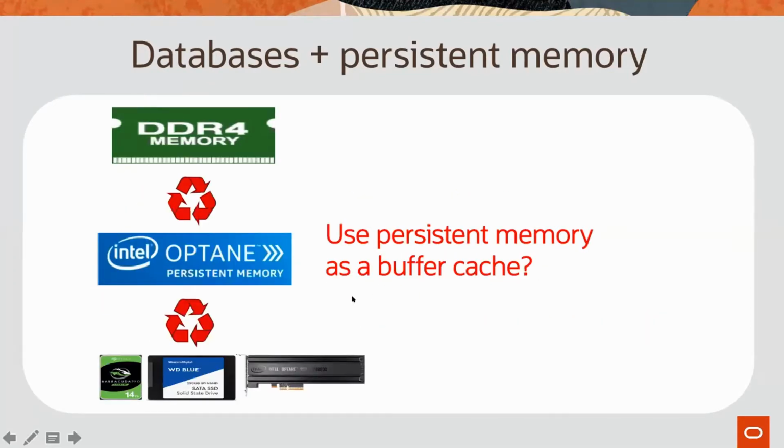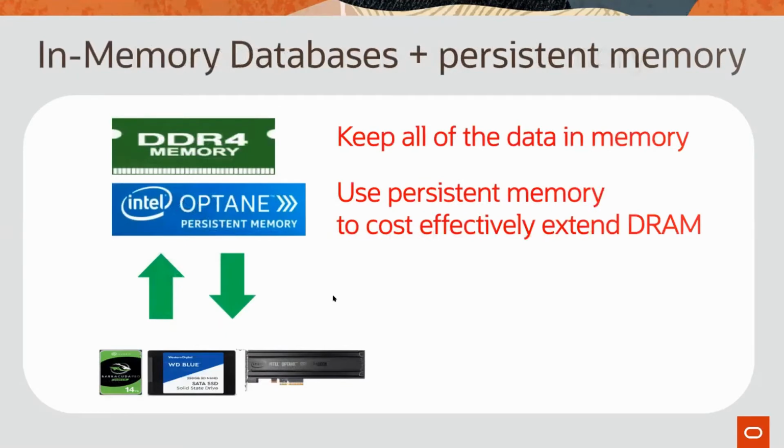Another approach is to use persistent memory differently. I'll talk about another approach, which is don't use the buffer cache at all. What I mean by that is I keep all of the data in memory in the in-memory database, persist the data to the file system, but you can use persistent memory to extend the DRAM.